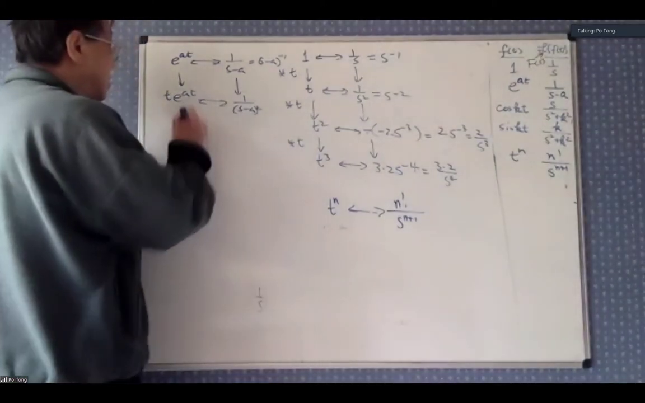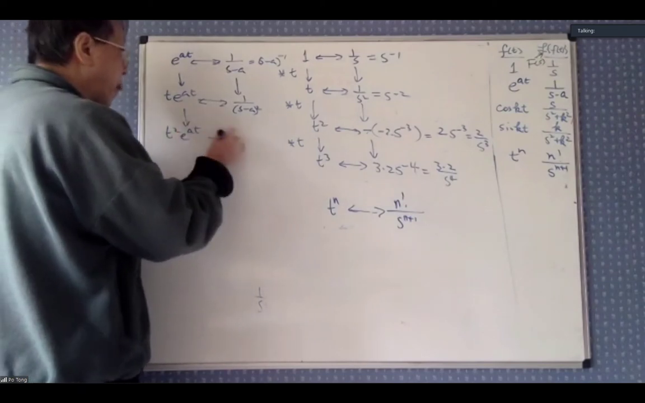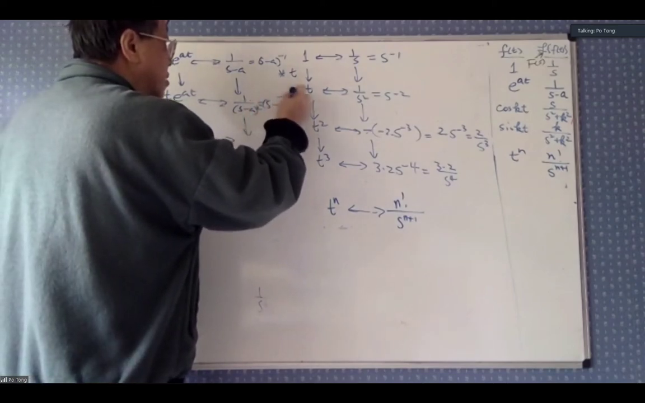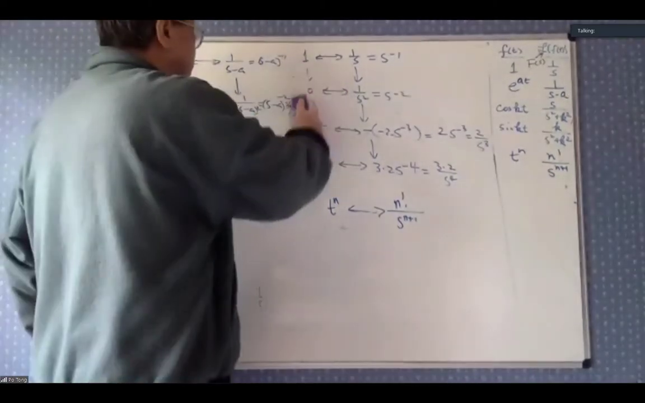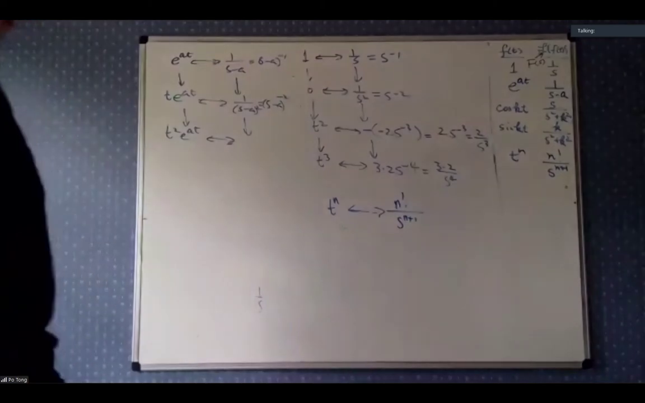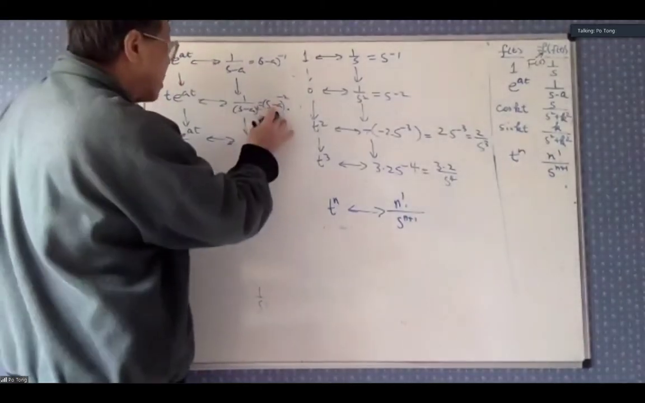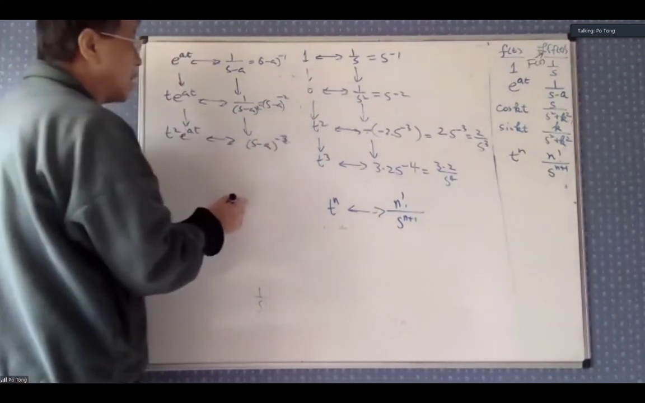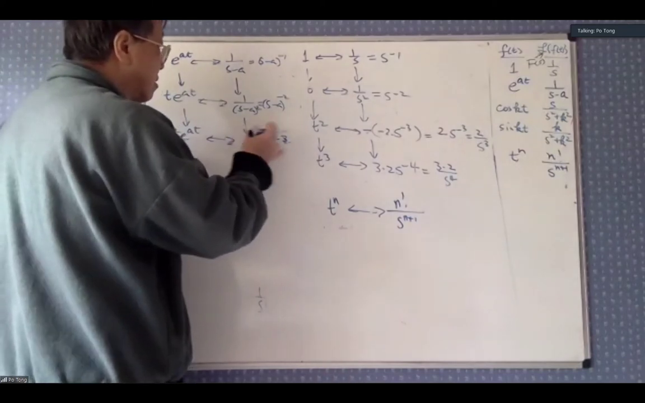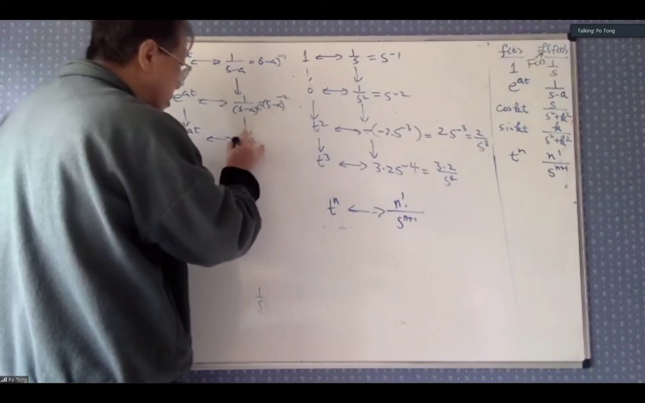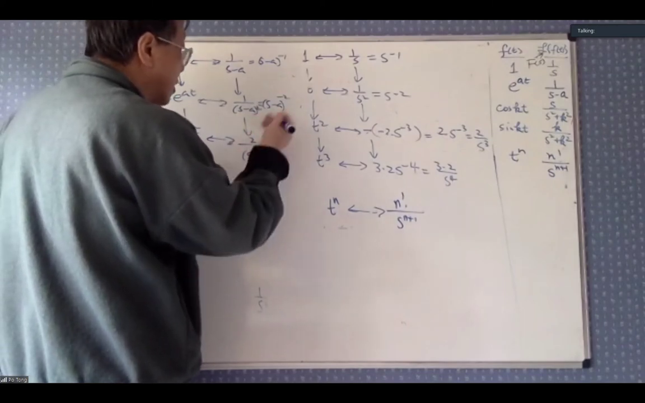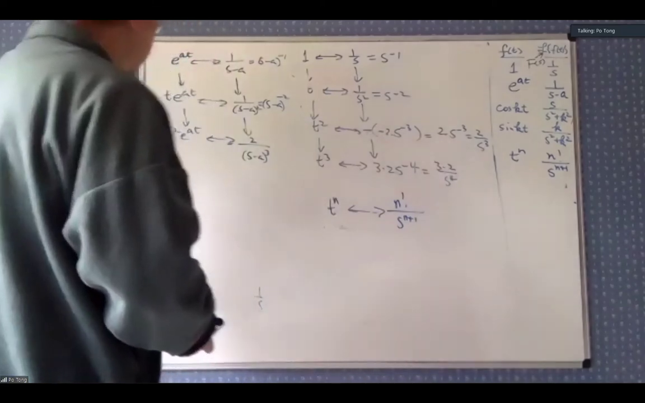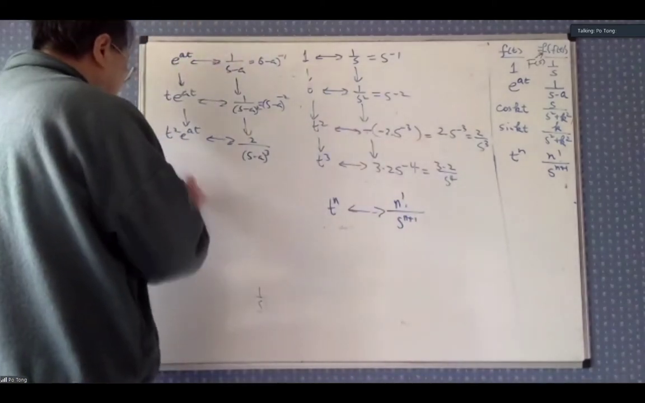And then do that again. Here, s minus a to the power minus 2. And then you end up with minus 2, and then s minus a to the power minus 3. And the minus 2 is going to be positive. A similar pattern to this guy. Okay, similar pattern to this. And you can keep going.